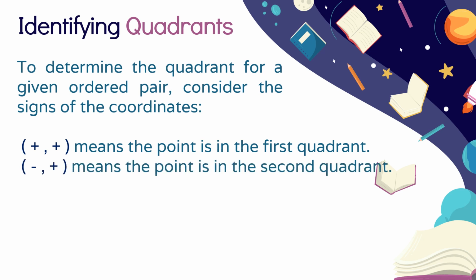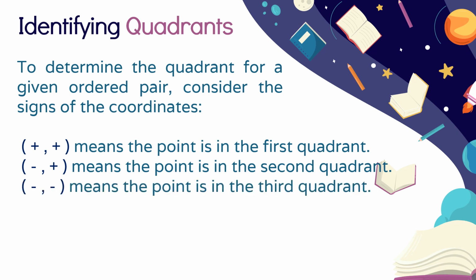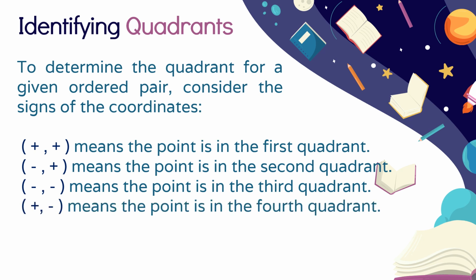If we have coordinates with a sign of negative, positive, it means that the point is in the second quadrant. And then if we have both signs that are negative, it means that the point is in the third quadrant. And then if we have positive, negative, it means that the point is in the fourth quadrant.